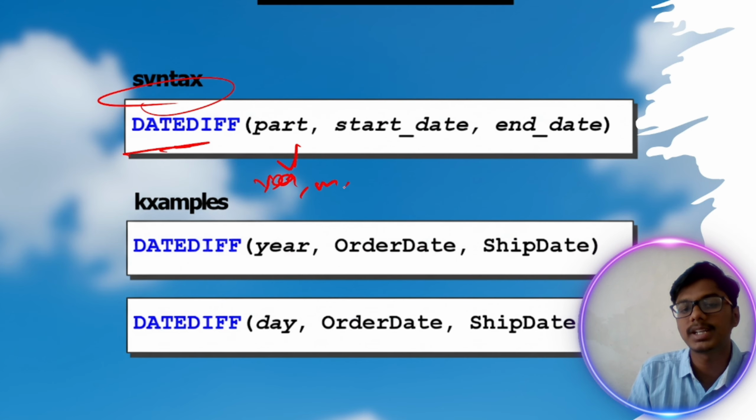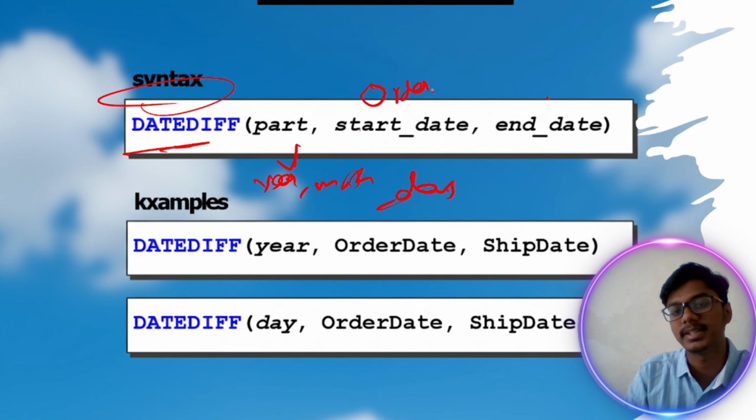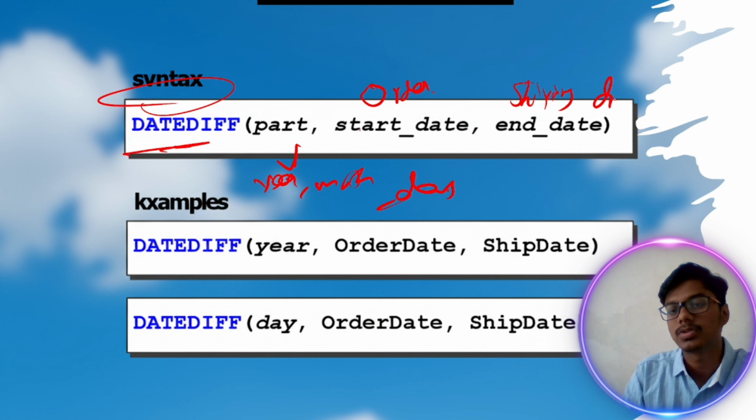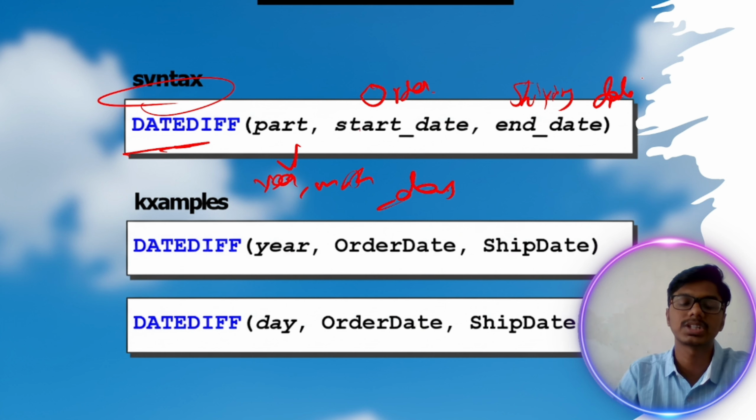DATEADD is completely different from DATEDIFF, where you give which part, whether it may be the year, the month, or the day, and then the start date and the end date. The start date is the order date I discussed previously, and the end date should be the shipping date, whatever you have in the database. So I explained the DATEADD and DATEDIFF functions very clearly, right?